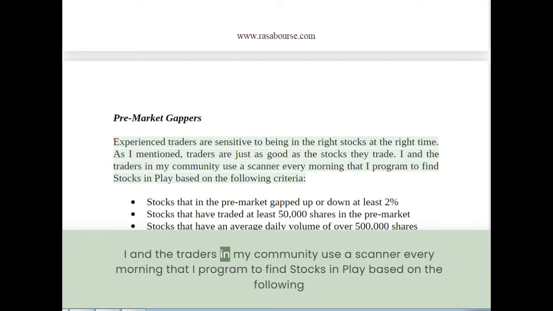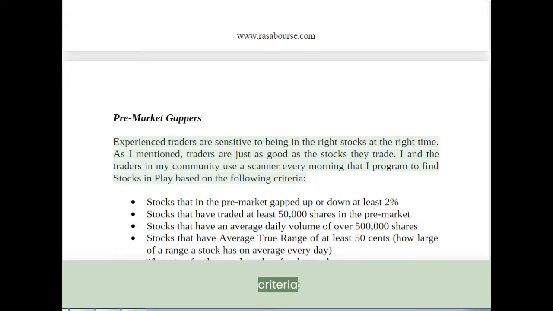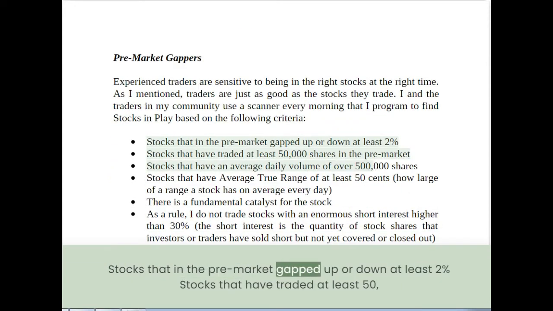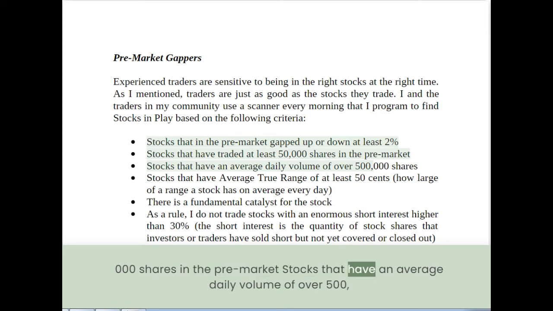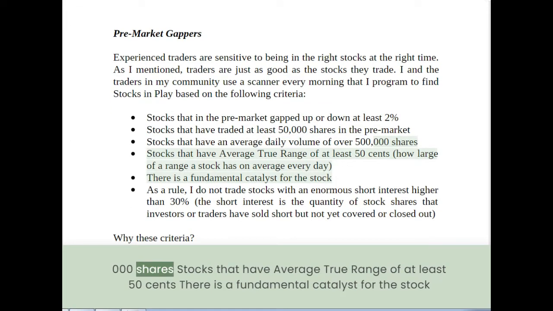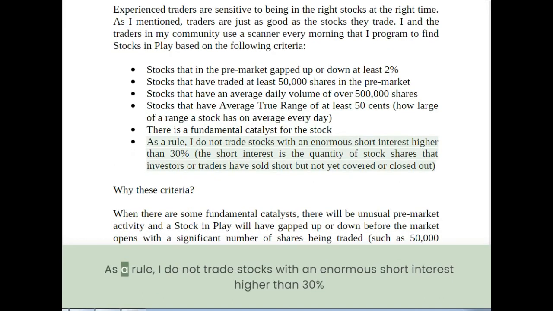I and the traders in my community use a scanner every morning that I program to find stocks in play based on the following criteria. Stocks that in the pre-market gapped up or down at least 2%, stocks that have traded at least 50,000 shares in the pre-market, stocks that have an average daily volume of over 500,000 shares, stocks that have an average true range of at least 50 cents, and there is a fundamental catalyst for the stock. As a rule, I do not trade stocks with an enormous short interest higher than 30%.